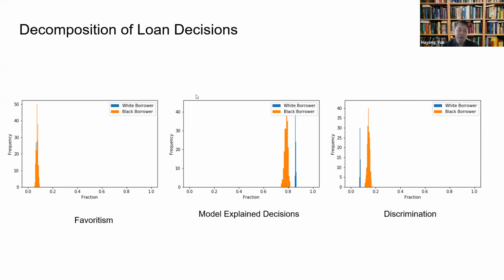So this is one way to use AI algorithms to help borrowers get fair lending.